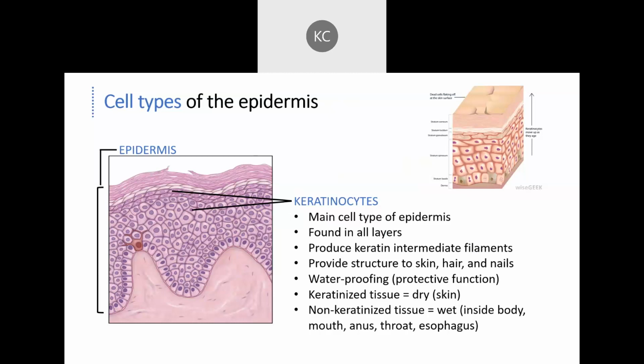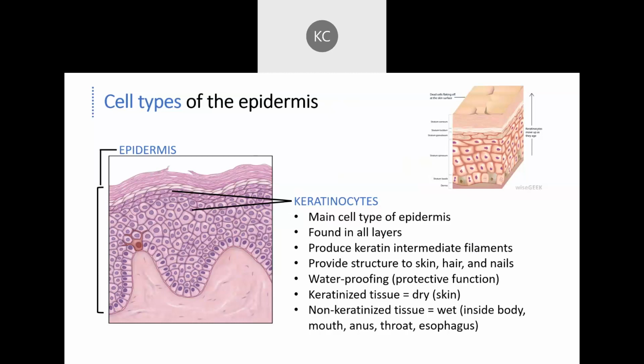So all of these areas are also stratified squamous, but because they're within the body and the internal environment of the body is able to keep them wet and full of moisture, the keratin in that case is not necessary. So the skin is a keratinized stratified squamous, but remember those other areas, esophagus, inside of the mouth, so on, are non-keratinized stratified squamous. Okay, so keratinocytes are one.